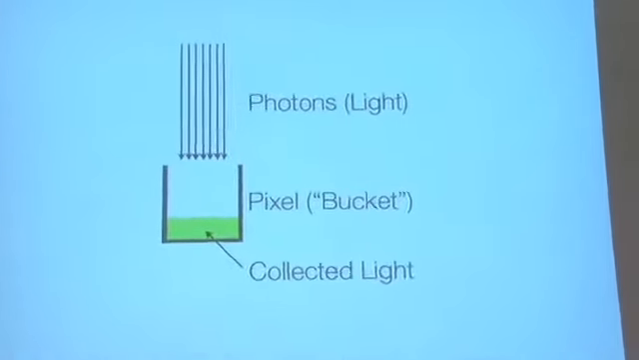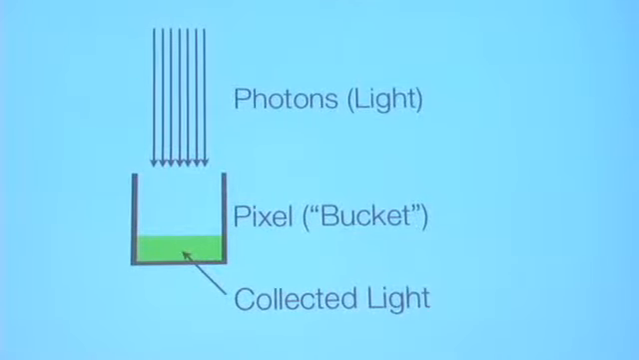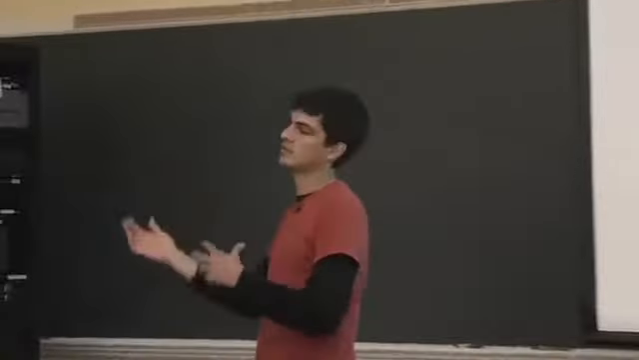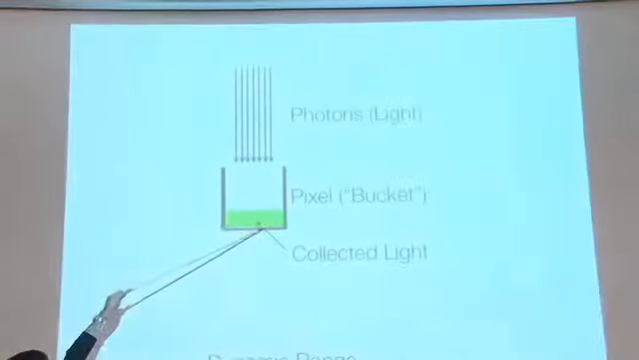And these buckets collect light. In this analogy, you can think of it as rainwater. So as rain falls onto these buckets, we're collecting the rain, and then after we're done, we measure the amount of rain in each of these buckets, and that helps us figure out how much light there actually is. As photons come in, it fills this bucket with collected light. And there's sort of a minimum amount.